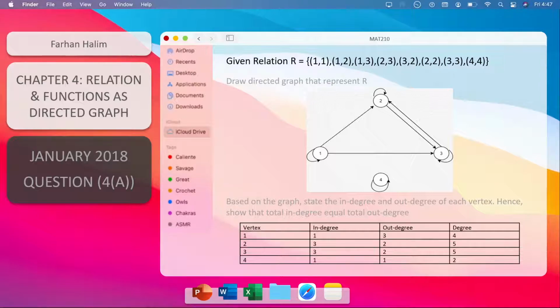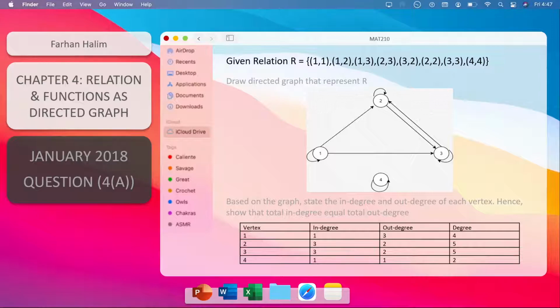As we can see, the only vertex that is not connected to another vertex is vertex 4, because as you can see, the arrow comes back to itself. In the relation that has been given, there is no connection from 4 to 1, 2, or 3. So that's why it is drawn like that.